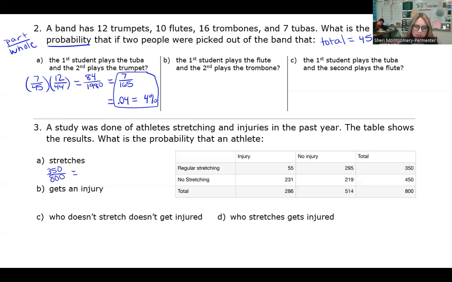So the probability that they stretch, it's the amount of people that stretched out of the total number. It's part of the whole. So we're going to do the same thing. We're going to find a reduced fraction. We're going to find the decimal. We're going to find the percent.